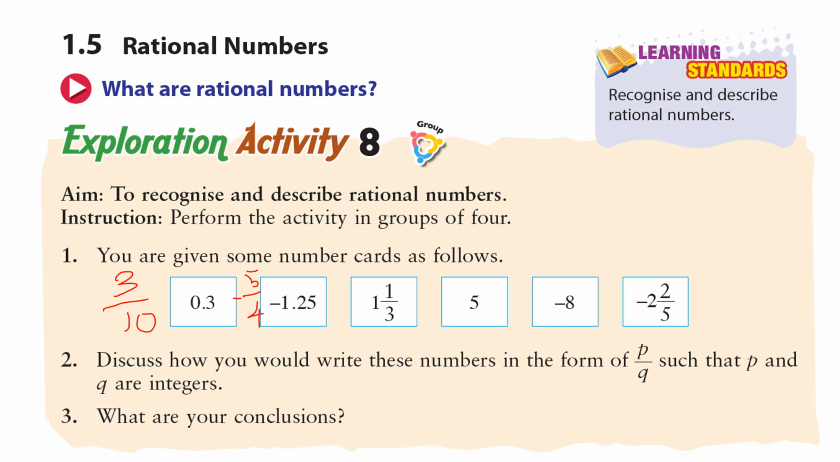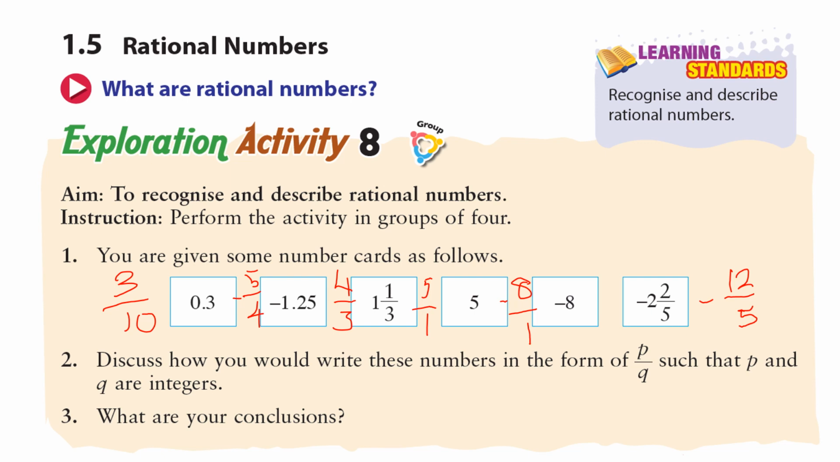Alright, and then 1 and 1 over 3, yes, it is in fraction form, or we change it into improper fraction. You will get it 4 over 3. 5, okay, as we have learned before, 5, which means 5 over 1. Negative 8, still the same, negative 8 over 1, even though it is negative, still we can change it into fraction form. And about negative 2 and 2 over 5, we can change it into improper fraction, negative 12 over 5.